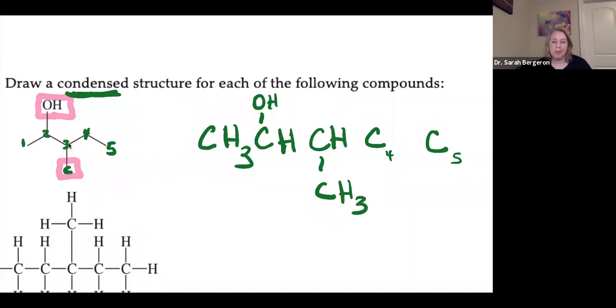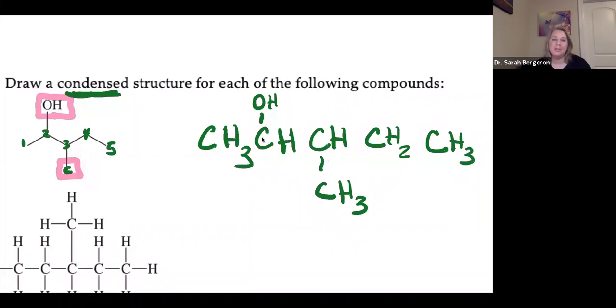Go back up to my main chain. Go to carbon 4. Carbon 4 has 1, 2 bonds attached to it. So I need to put 2 more hydrogens, so CH2. Then I go to carbon 5. I have only 1 bond, so I need 3 more bonds. So that means 3 more hydrogens, so CH3. And this is my condensed structure.